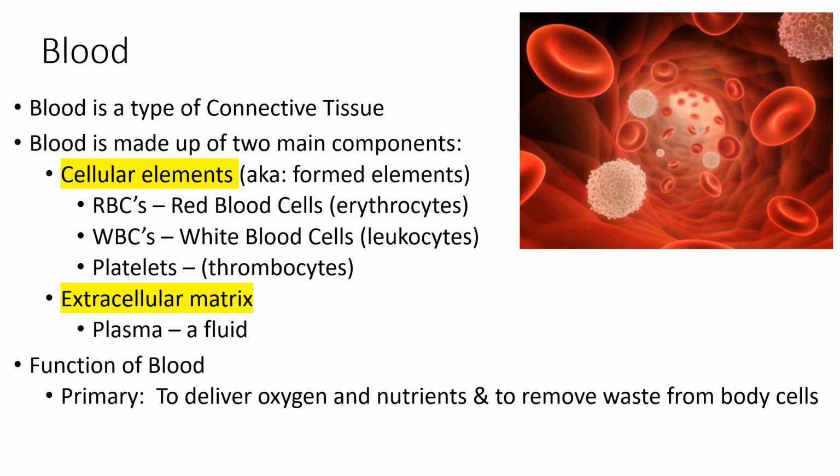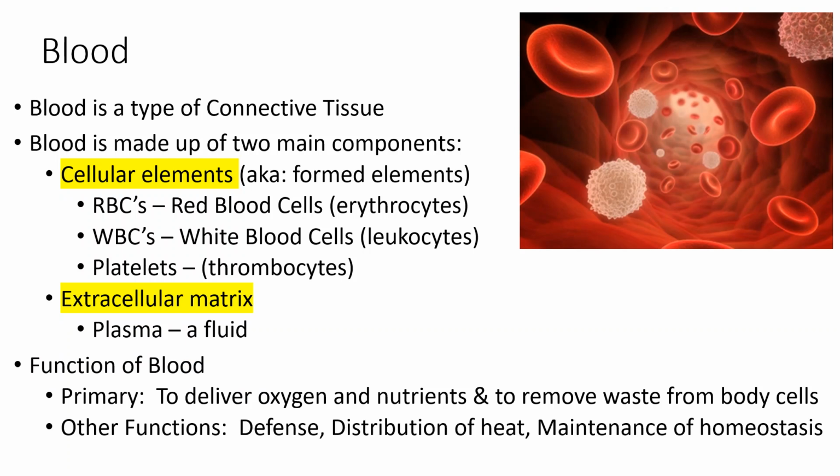And what is the function of blood? Well, it depends on what cell we're talking about, right? Primarily, it delivers oxygen and nutrients and removes waste from the body. This has a lot to do with the red blood cells. Other functions include defense, which is going to be your white blood cells. Distribution of heat, that's going to be all of the blood doing that. And then maintenance of homeostasis. In other words, your sensory receptors are picking up information about the pH of blood, how much sugar is in the blood, how much sodium is in the blood, and how much calcium is in the blood, and making changes accordingly.